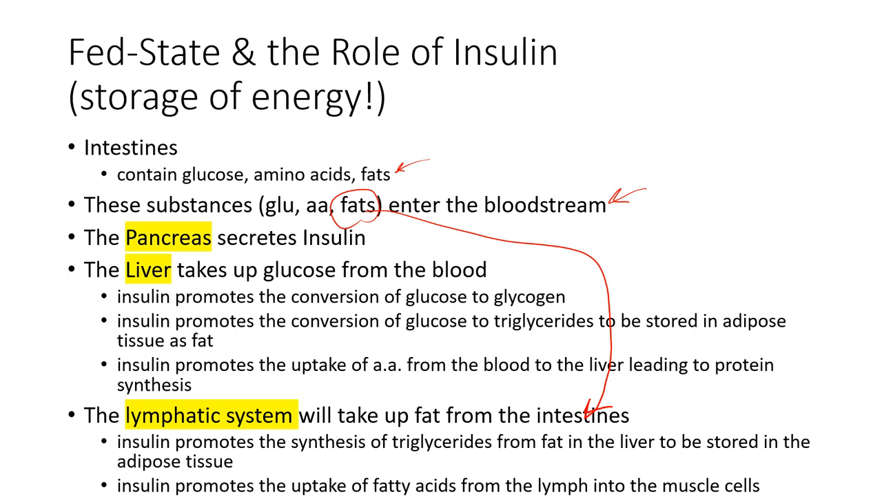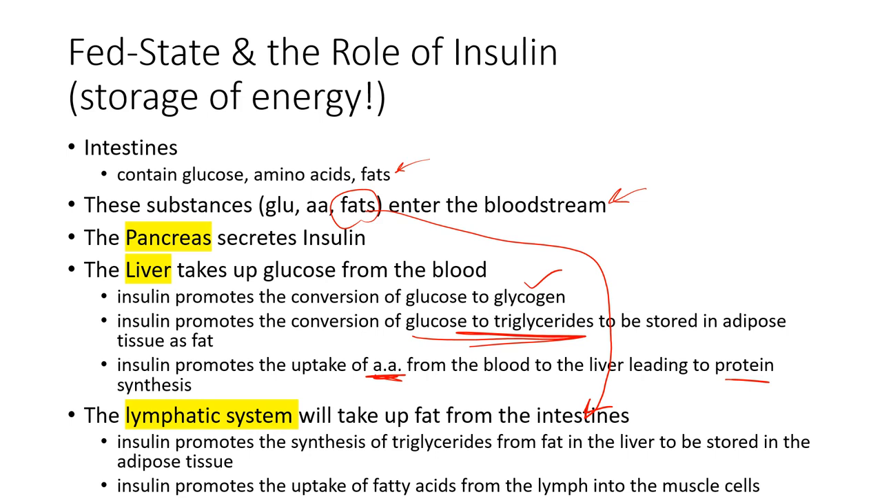So the pancreas is going to secrete insulin because of the presence of glucose and all these other building blocks. The liver is going to take the glucose from the blood. It's going to promote the creation of glycogen, which is the storage form. It's going to promote the conversion of glucose to triglycerides, which is lipolysis, right? Or lipogenesis, I'm sorry. We're going to make fat and then go store it in the adipose tissue. And it's going to promote amino acids being pulled from the blood and leading to protein synthesis. So again, we're taking all the building blocks and turning them into something so we don't have glucose.